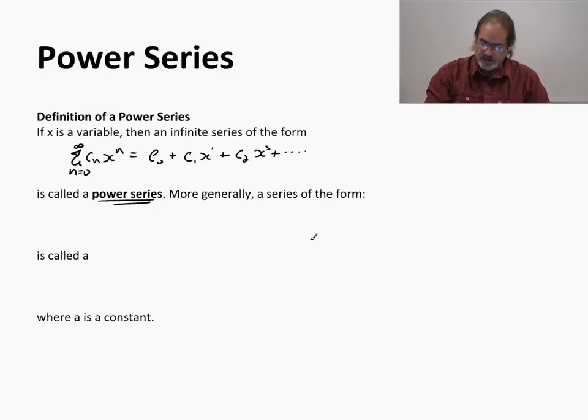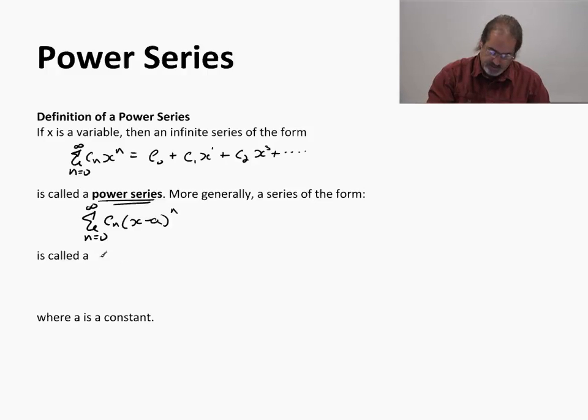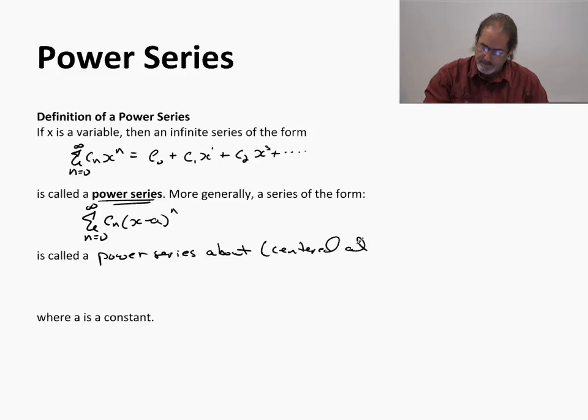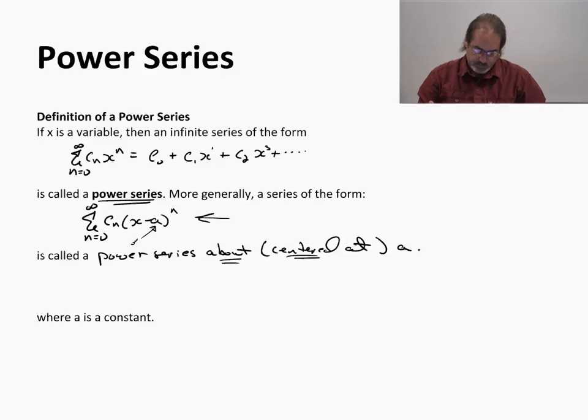More generally, a series that has the form, the sum, n equals 0 to infinity of cn times x minus a to the n, is called a power series about, or sometimes referred to as simply centered at A. So this is a power series about A or centered at A. You have the x minus A component in there, where A is specifically a constant.